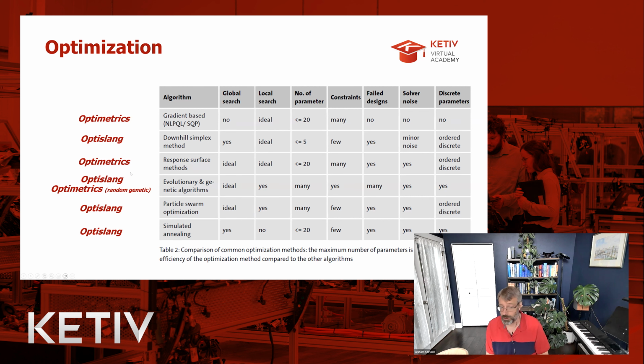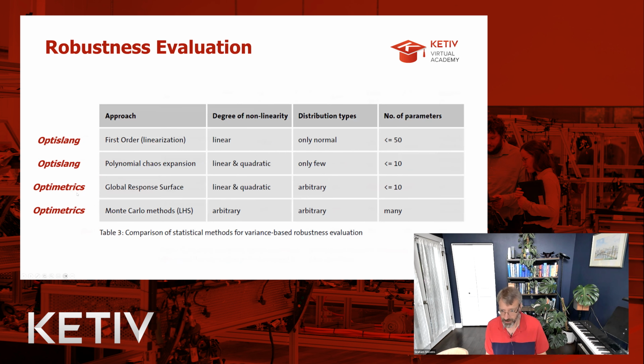And so you have more options in terms of the downhill simplex method, particle swarm, evolutionary and genetic algorithms that are more up to date. And so you'll get a better optimization result when you use Optislang. But if you're looking for just something simple, down and dirty, then perhaps Optimetrics might make sense, especially on the gradient-based side. So just keep in mind the differences here in terms of optimization methodologies.